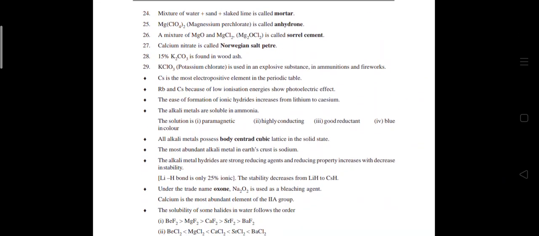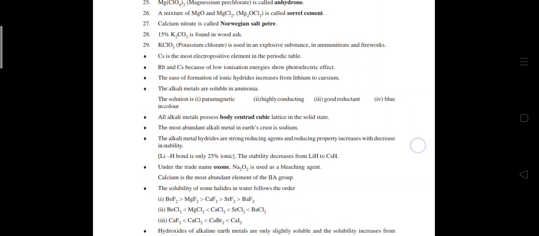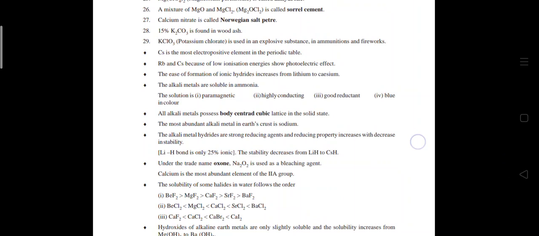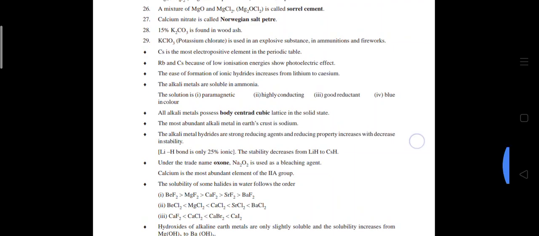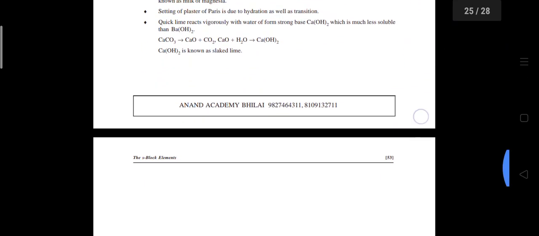Mixture of water plus sand plus slaked lime is called mortar. A mixture of MgO, MgCl2 and Mg2OCl2 is called Sorel cement. Calcium nitrate is called Norwegian saltpeter. Potassium chlorate is used in explosive substances and fireworks. So these are some uses of s-block elements.